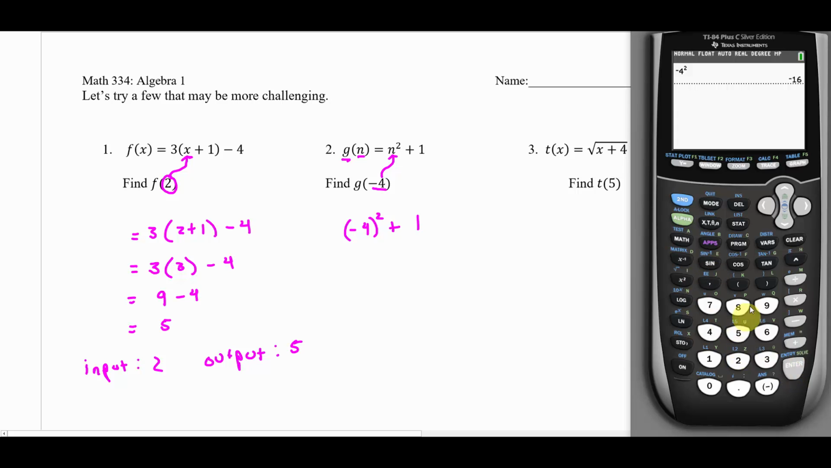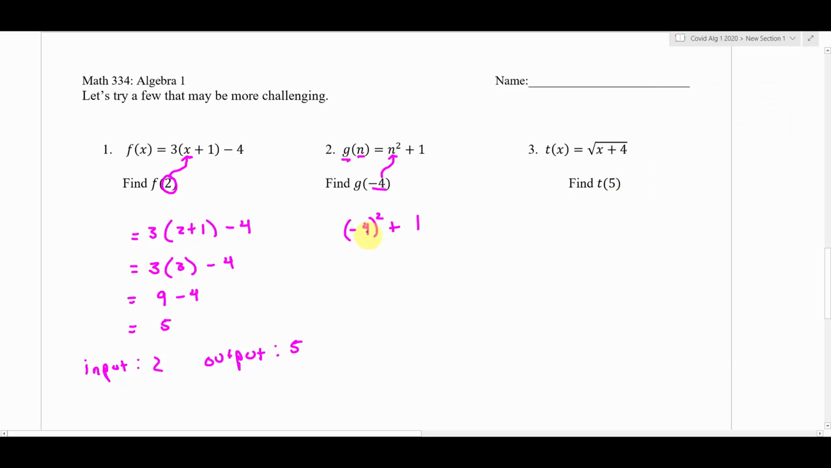But that would be incorrect. So you want to make sure you put parentheses around that, so you'll see -4 in parentheses like that, and then we'll go to the second power. Notice that I get a +16, and that's simply because -4 times -4 is what you're supposed to do, and a negative times a negative always gets you a positive. So this should be +16 plus 1, and 16 plus 1 is 17. That means I put a -4 in, I got a +17 out.